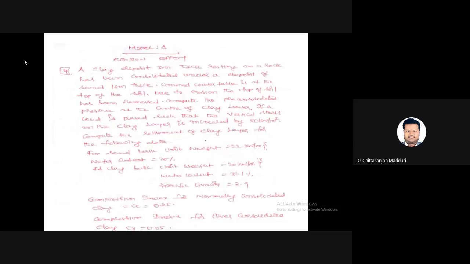Next is the erosion effect, this is model 4. Instead of reading the problem, because the size of the problem is large, I am explaining the problem with the help of the sketch.